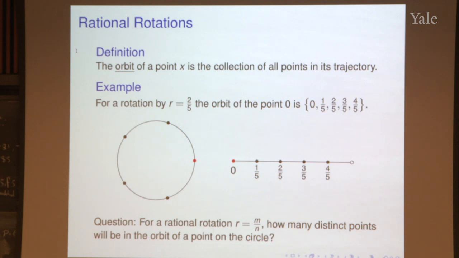Is 22 over 7 irrational? It's a value of pi. Not exactly. 22 over 7 is an approximation to pi, but it's not pi. It is in fact rational because it can be written as a ratio of integers. 22 over 7 is close to pi, but it's not exactly pi. It is rational, but pi is not rational. Okay. Thank you.